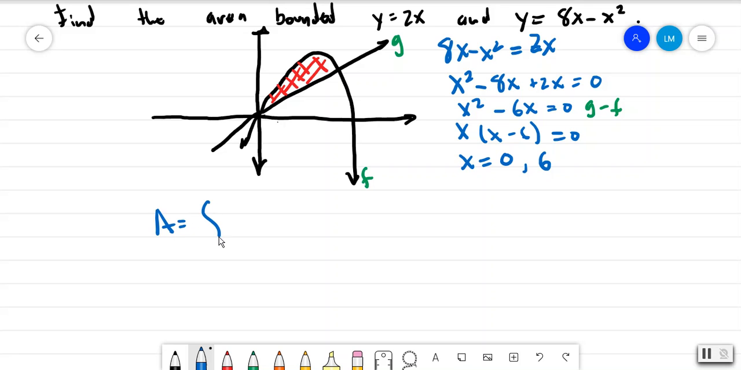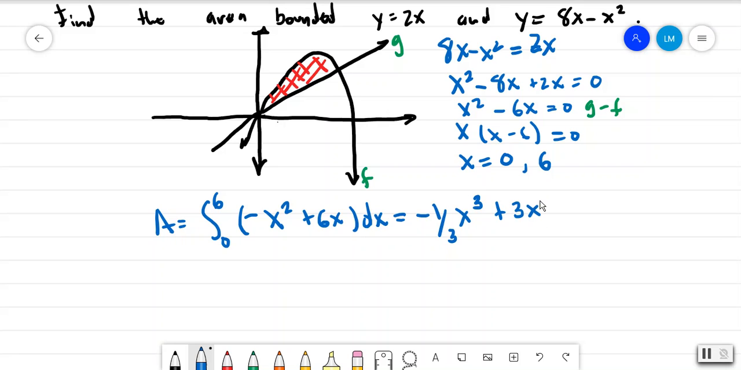So we have that the area is equal to the integral from 0 to 6. And we said that we just have the same thing, but we need to make it negative. So we have negative x squared plus 6x, dx. So this is equal to negative 1/3 x cubed plus 3x squared, and all of this is from 0 to 6.